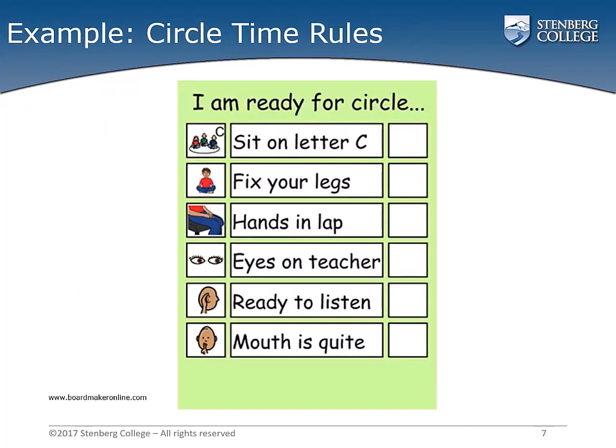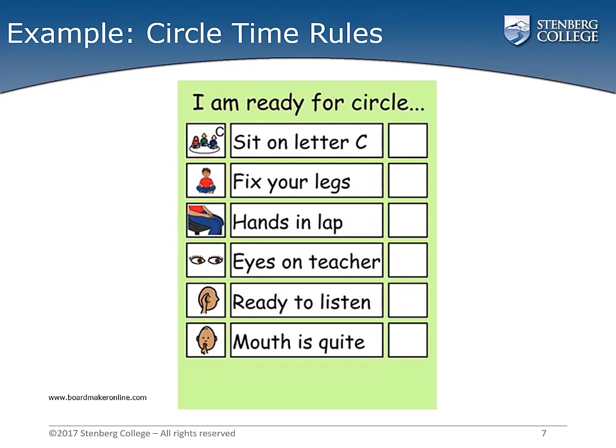This slide is an example of a visual support used to communicate the rules or procedures for circle time. A young child attending preschool or kindergarten for the first time will not know what is expected of them and may not fully understand the teacher's spoken directions. So we will help them become successful and independent by showing them what the expectations are.